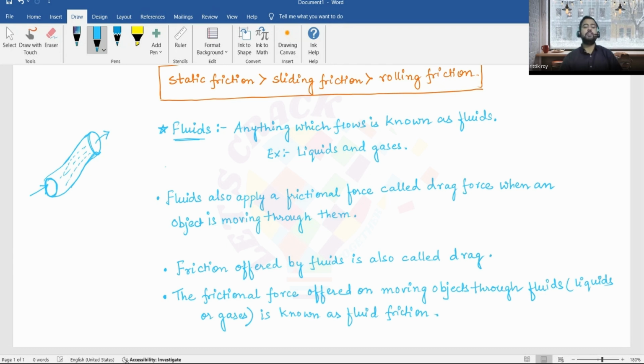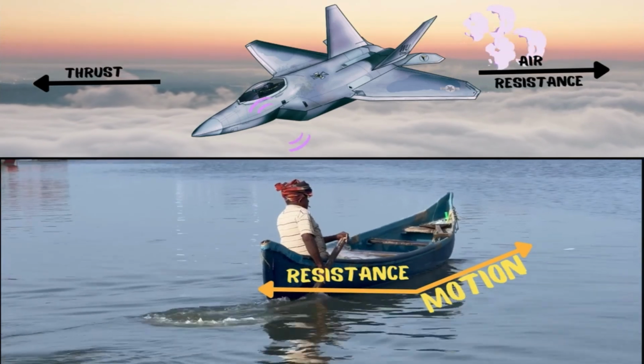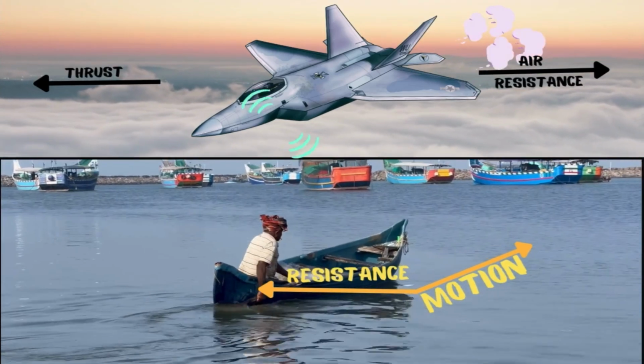So what is that meaning? What we have studied, that anything which flows is known as fluid. Okay, example is liquid and gases. So fluid also apply a frictional force called drag force. So when anything is moving, suppose this fluid is moving, so to this particle of the fluid, the motion is this side, so there will be a force acting in the opposite direction. So that force which is acting in the opposite direction is known as the drag force. So the friction offered by fluid is called as drag. In solids we call it friction, and in liquid we call it drag. And the frictional force offered on moving objects through fluids, liquids or gases is known as fluid friction.